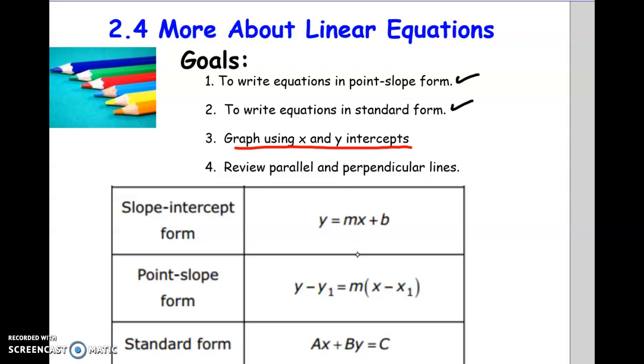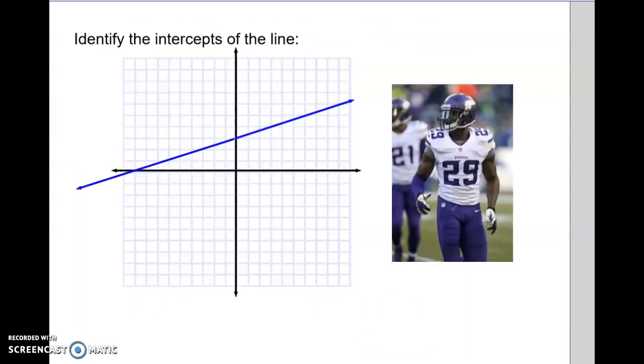And you can do this all the time, but it makes the most sense when you have something in standard form. When you have x and y on the same side, you can graph it pretty quickly by finding the x and the y-intercepts. And again, this should just be a review. But yeah, that's what we're doing in this video. All right, so the first part of this is just what are intercepts?